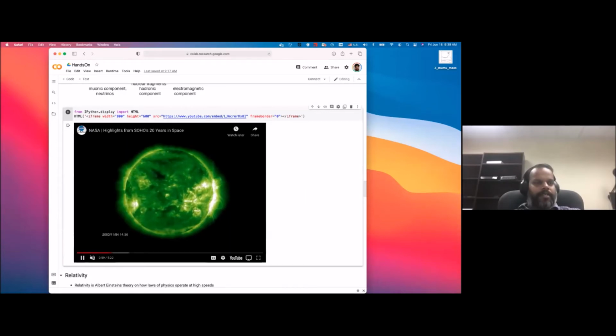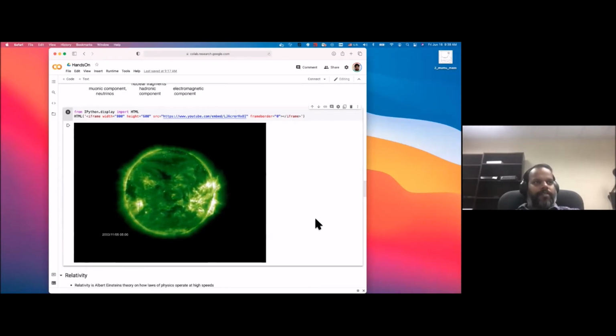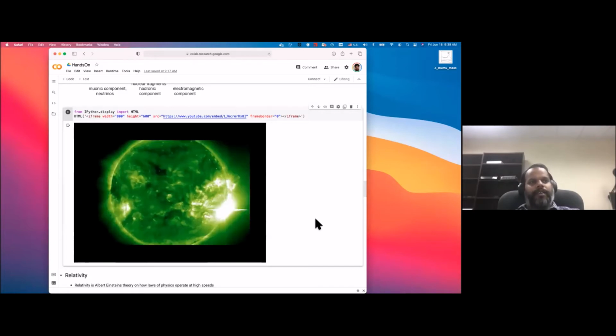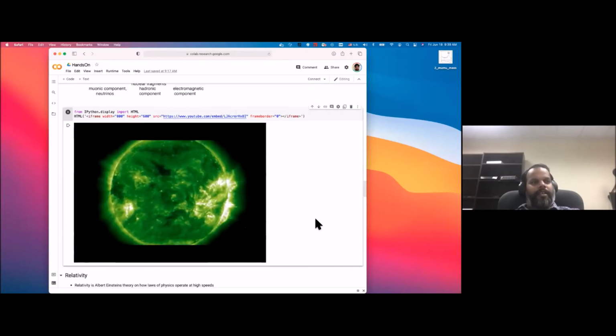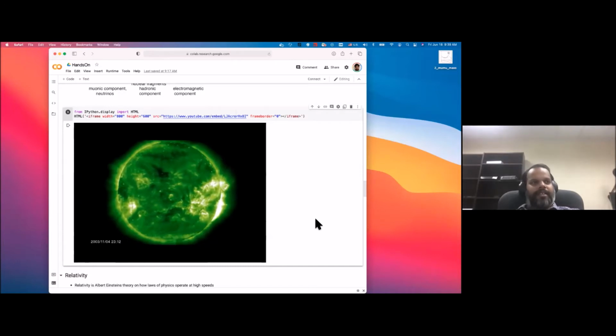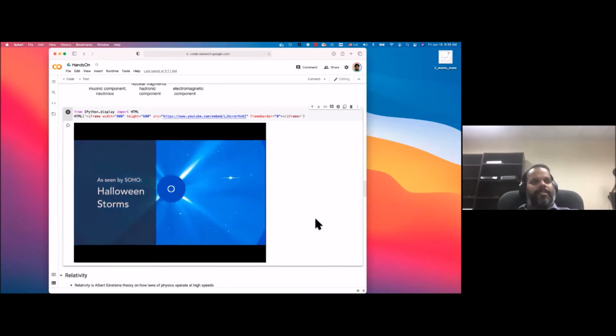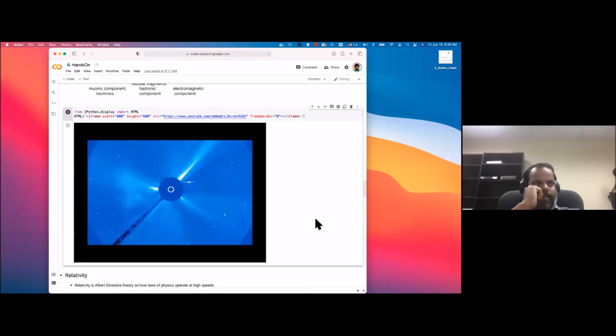So this is another view of the surface of the sun. The sun is bright, but it's also very dynamic. You can see these massive explosions happening on the surface of the sun, and these send out radiations in the direction of the Earth.